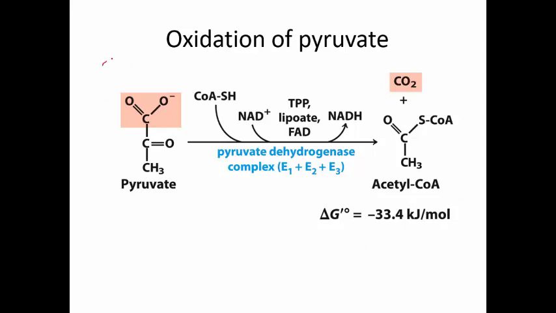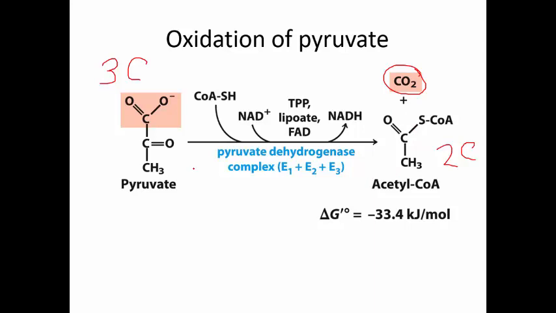Pyruvate has 3 carbons in it. Acetyl-CoA has 2 carbons in it. The third carbon has been lost as CO2. So this is our first loss of CO2. Right? We didn't get rid of any carbon in glycolysis. We just chopped it in half and moved it around, but we haven't gotten rid of any carbon as CO2. So here we've gotten rid of one of them. And we still have acetyl-CoA, which is a 2-carbon molecule.